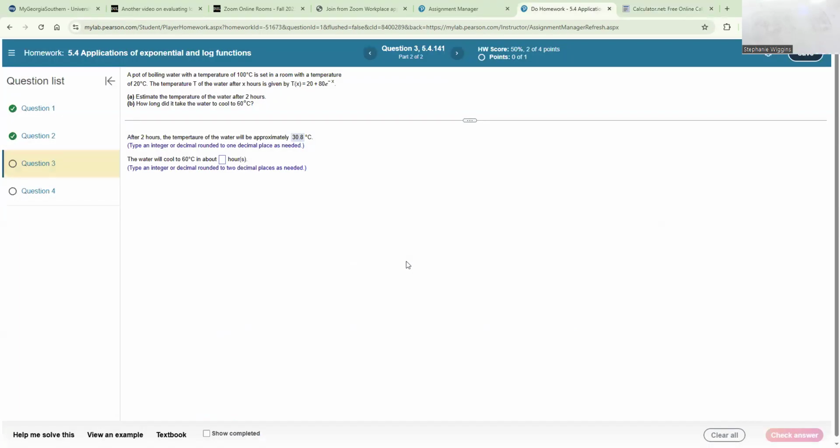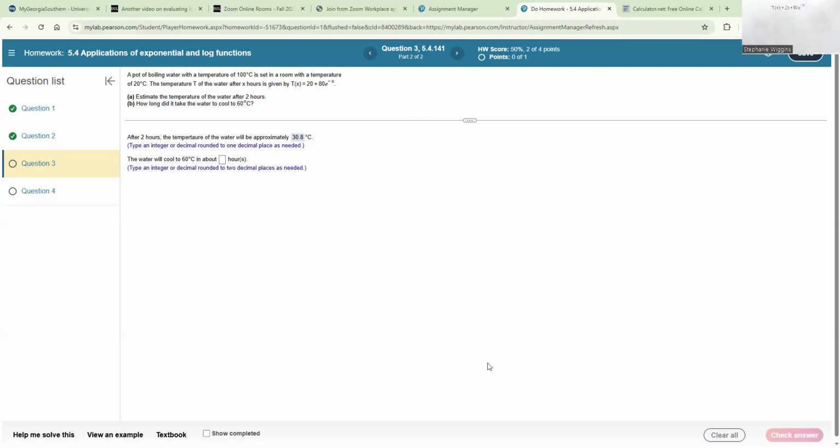Okay. Now, in part B, you're doing the opposite. Instead of given the time, you're given the temperature. So you're going to plug 60 degrees into this, and then you have to calculate that and solve for x. Let me show you how we do that. That's a little bit more than just plugging in. So let me copy the formula. T of x equals 20 plus 80 e to the minus x.